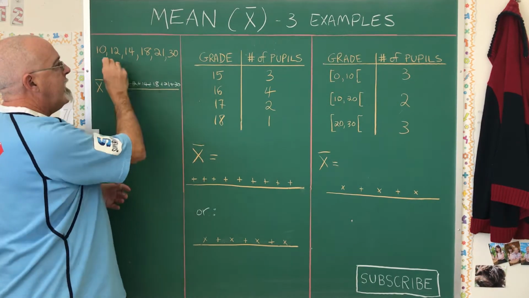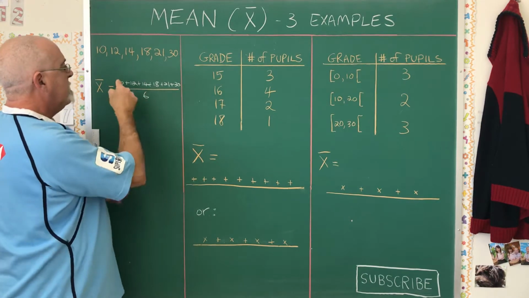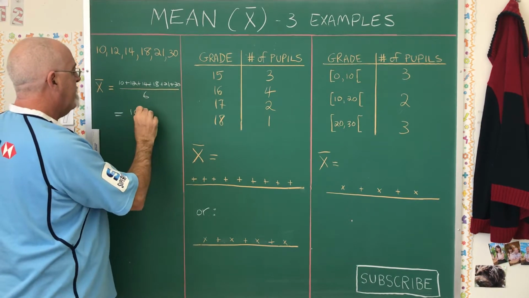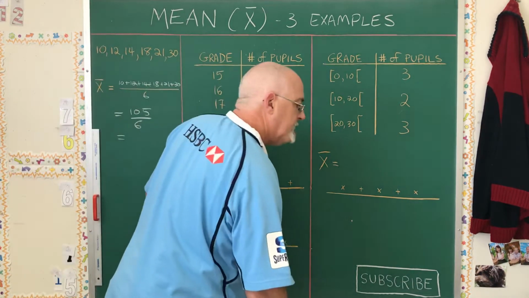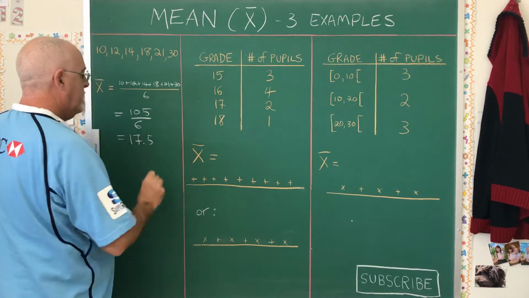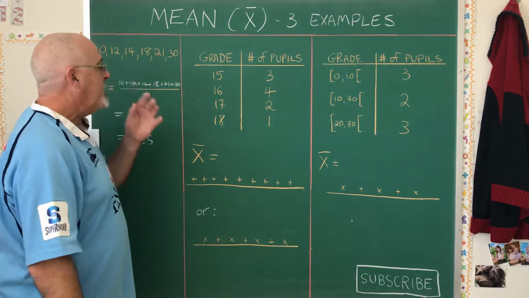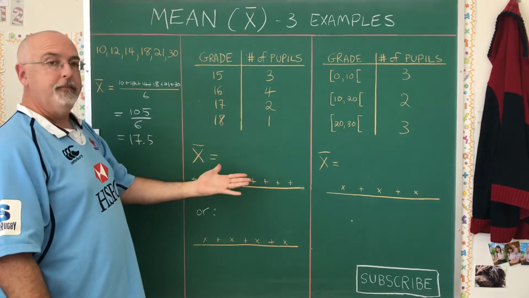And we're dividing by how many values we had, which in this case was 6. So the total of these numbers is 105. And when I divide by 6, I get a mean of 17.5. This is quite straightforward. But then we can be asked to find the mean of this data.